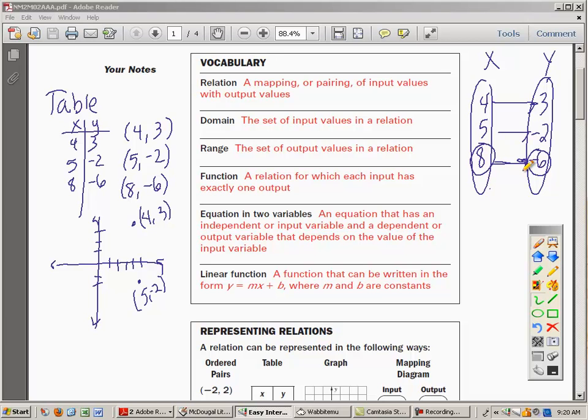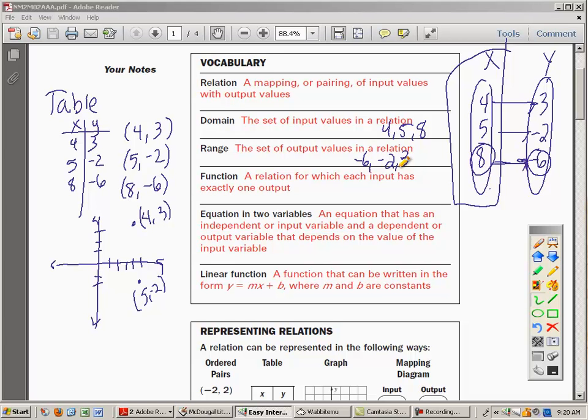All right. The domain is the set of all the input values, so essentially those values in the first column here. The domain would, in this case, be 4, 5, and 8 for our example here. The range is the set of the output values associated with my relation, so negative 2, negative 6, negative 2, and 3 if I want to put them in order.